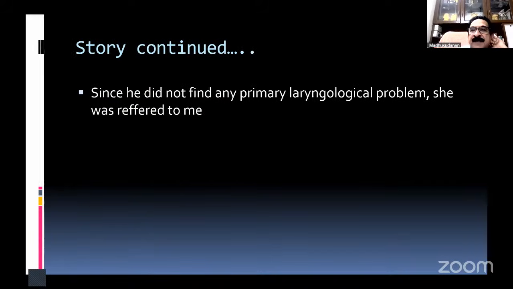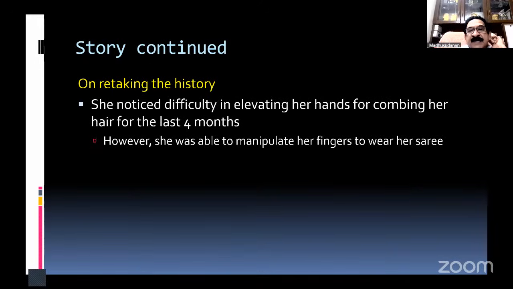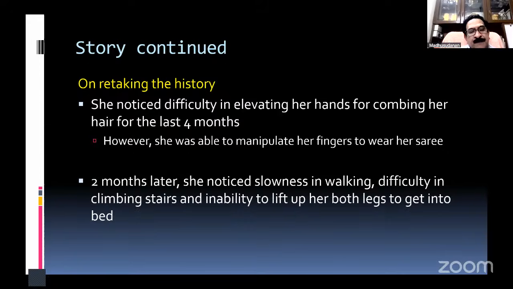Since she did not have any primary laryngological problem, she was referred to me. So I took the history once again. On retaking the history, she noticed difficulty in elevating her hands and combing her hair for the last 4 months. The first complaint was actually this one. Whether the weakness was there earlier, we do not know. However, she was able to manipulate her fingers to wear her sari. Sensations appeared to be normal.